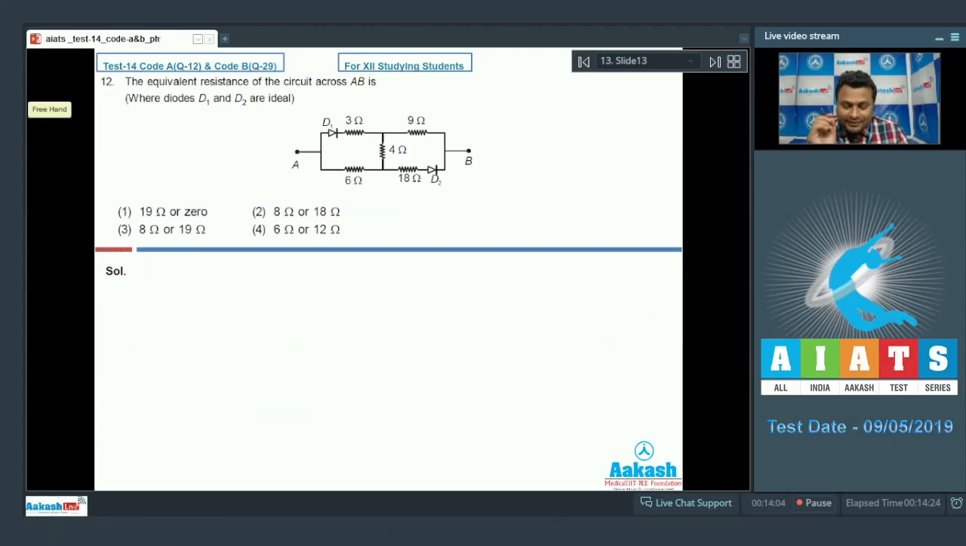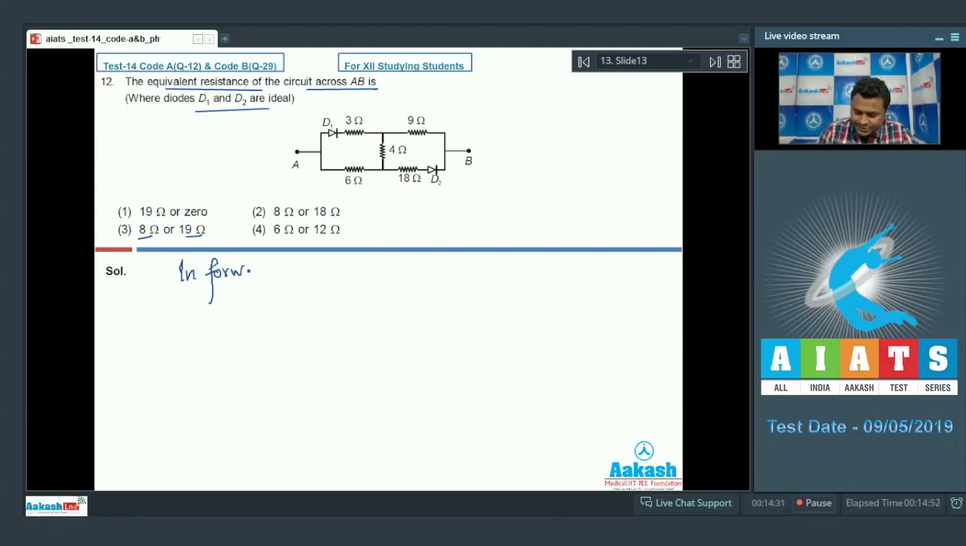So here is question number 12, everyone. The equivalent resistance of the circuit across AB is what? Where diodes D1 and D2 are ideal. So see, 2 values are given. It means we have to take both the cases. If the diode is forward biased, total resistance. If the diode is reverse biased, then also total resistance. So first of all, let us talk about the forward biased.